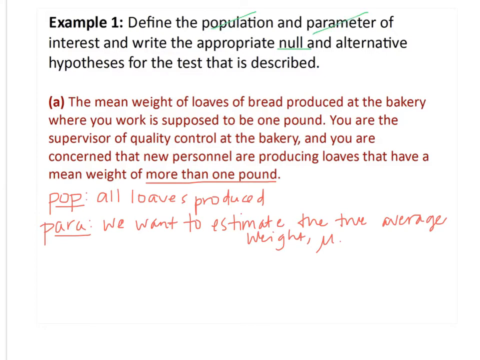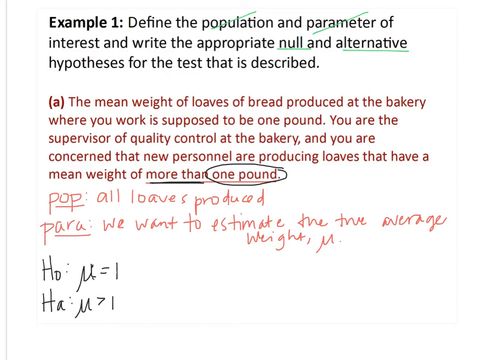Well, now I need to write null and alternative hypotheses. Well, the null hypothesis, or H0, is that the true mean equals 1 pound. So I'm comparing it against 1 pound. The null hypothesis is always equals, so it's that the true mean equals 1 pound. Oops, did not mean to erase that. The alternative, or what I think is going on, is that the mean weight is more than 1 pound. So I think mu is greater than 1. And that's how I set up my problem.